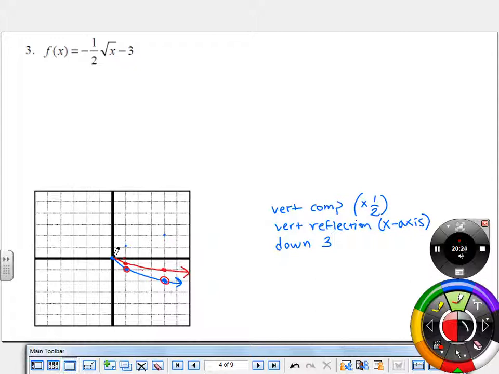And then the last thing we would do is we want to move the entire graph down 3. So instead of our vertex being at 0, 0, it's going to be at 0, -3. And instead of our points being over 1, down 1, they're over 1, only down 1/2, and over 4, only down 1 instead of 2. So we get that curve there.